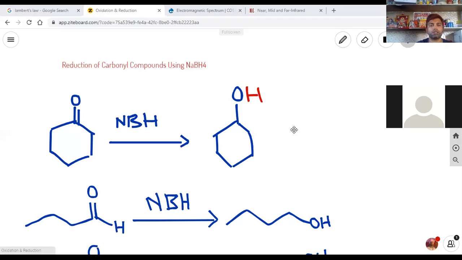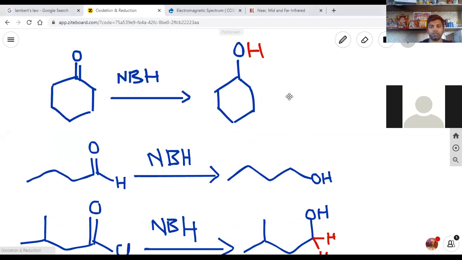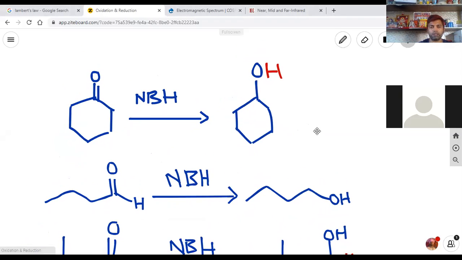Today's topic is reduction of carbonyl compounds using sodium borohydride. Yesterday we discussed why sodium borohydride is a weaker reducing agent compared to lithium aluminum hydride. I have written some examples here, then we'll discuss the mechanism.